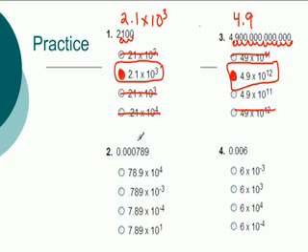Now in this next one, we know that it has to be 7.89 because the decimal point has to be there. So that's out, and so we're left with these two. Now, we need to get all the way here, so that's how many spaces? 1, 2, 3, 4.